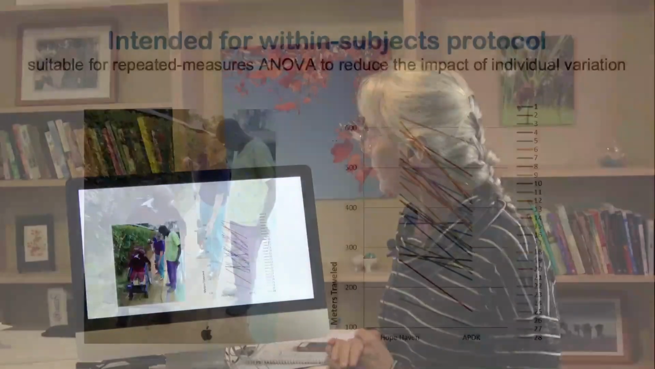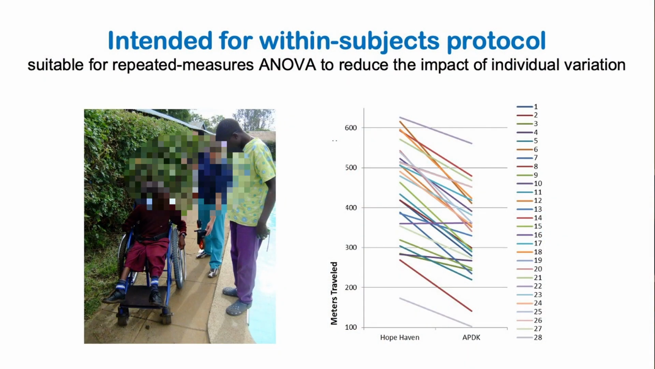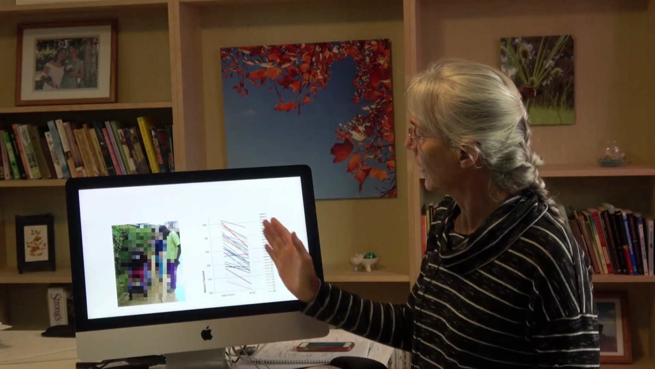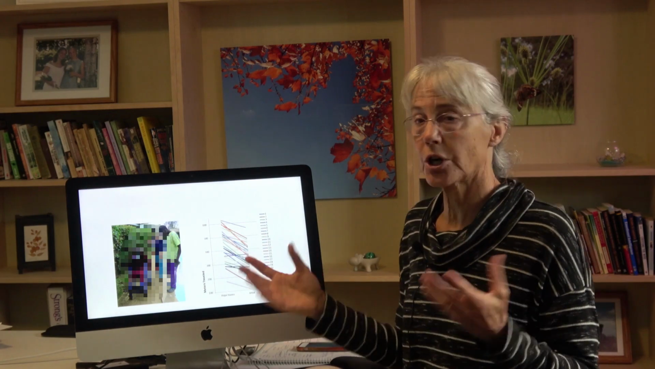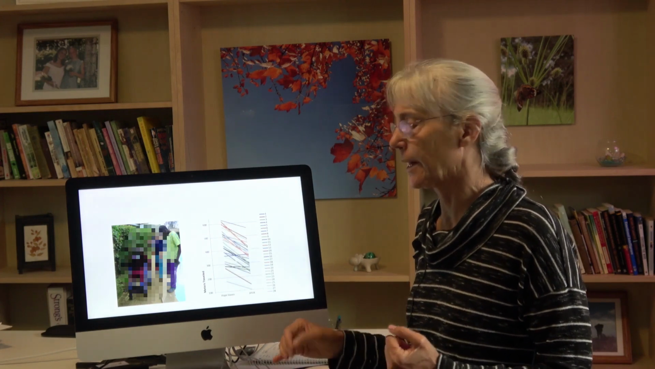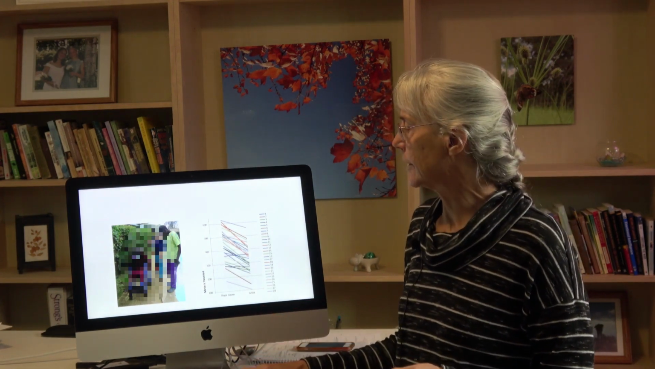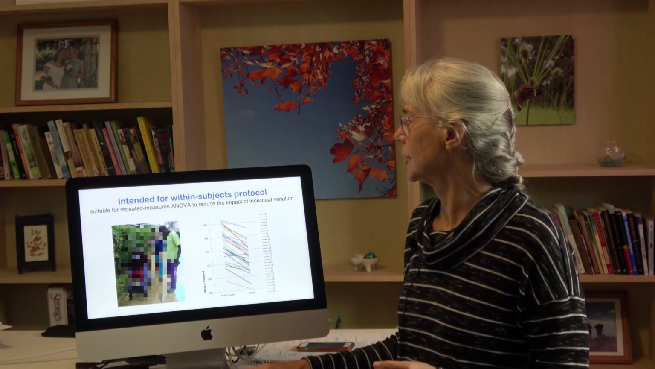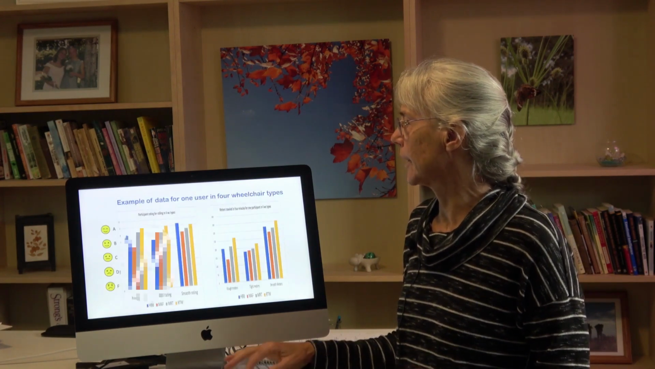And if you're going to compare different chairs, it's good to give them time between the chairs so they're not more tired. This shows the power of the repeated measures or within subjects, where you have a group of people rolling in a Hope Haven Kid Chair, APDK chair. The very strong ones went like blazes and went a long ways in both chairs, but they went less far in the APDK chair. Same with the weaker ones. They didn't go very far, but less far in the APDK chair. So data that would have been obscured or not showing if you had just taken data is made clear because it's been done in a way that it reduces the impact of individual variation. So repeated measures ANOVA reduces the impact of individual variation.